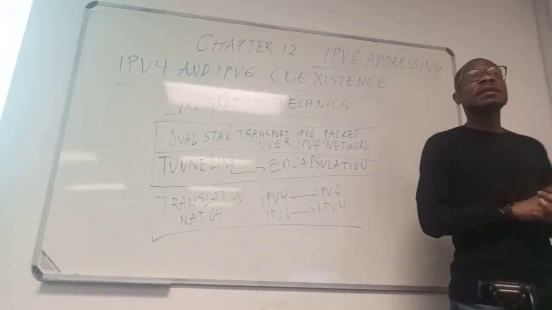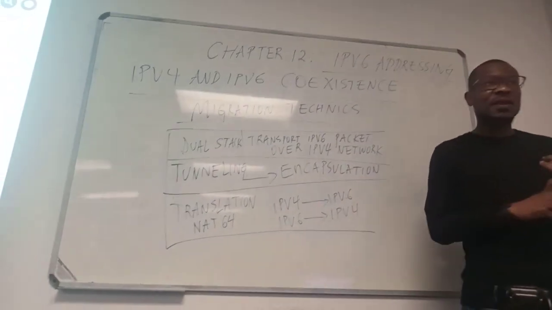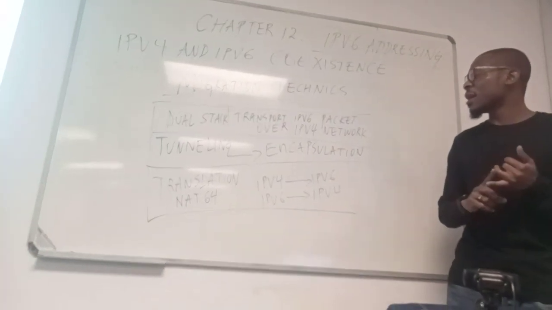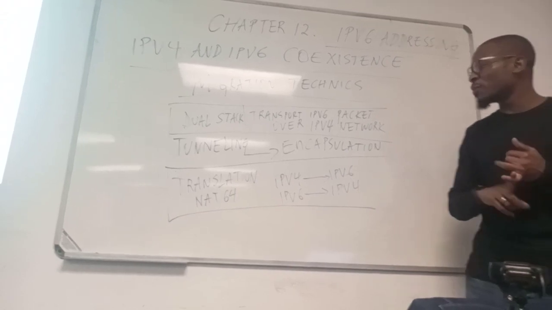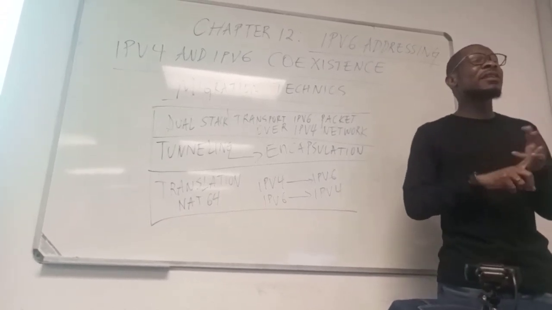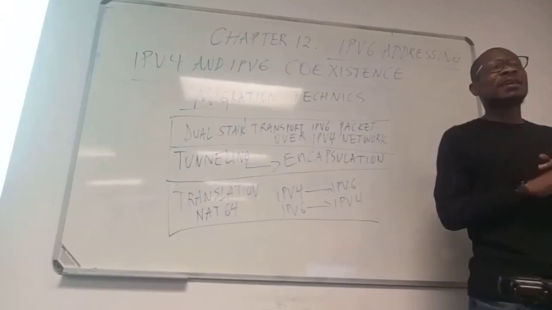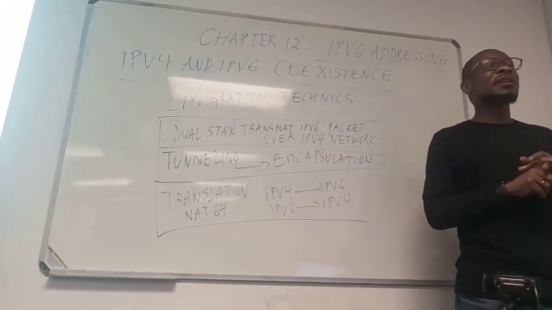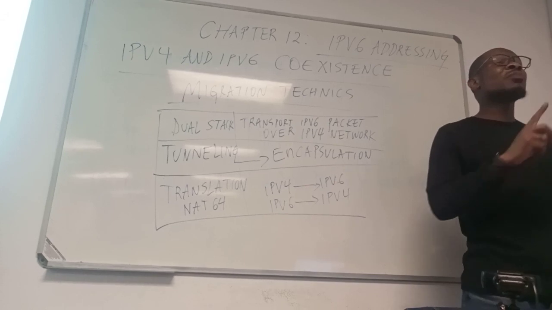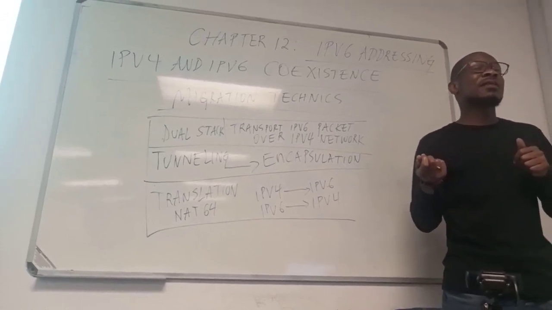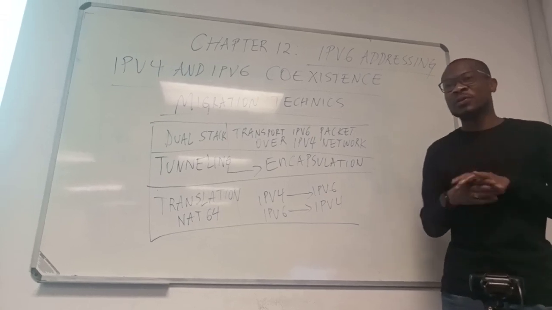So those are the three techniques. Dual stack, where you are going to transport your IPv6 over IPv4. Tunneling, this is the encapsulation that I was talking about. The last one is translation. Translation means you are going to convert your IPv4 to IPv6, or you can also translate your IPv6 to IPv4. Alright?